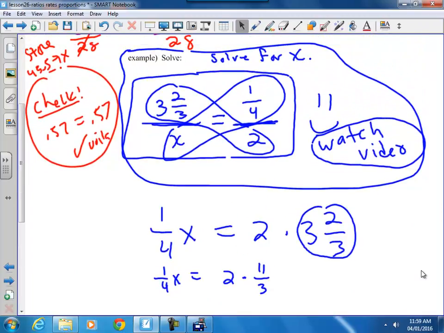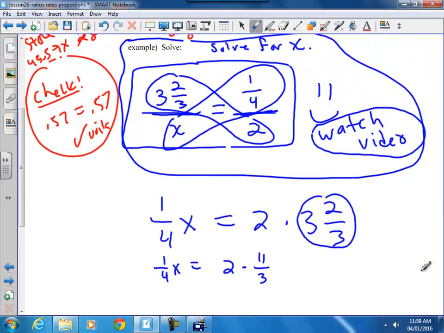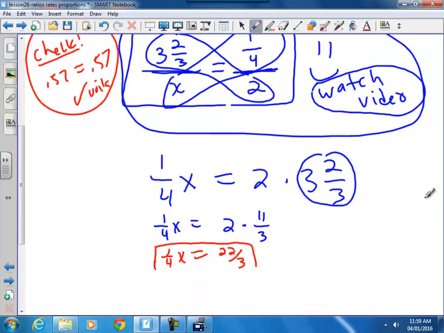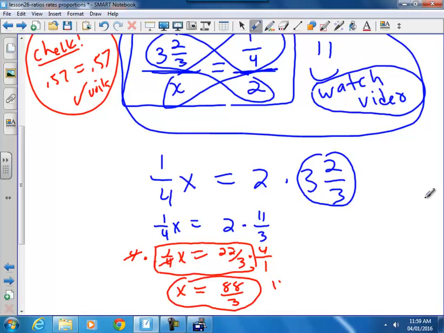When you arrive here, you have 1/4 x equals 2 times 11/3 is 22/3. And I say don't fear the fraction. So to get x by itself, you would have to divide both sides by 1/4. Or you could even say dividing by 1/4 means multiply by 4. So you could multiply both sides by the reciprocal of a fourth, which is 4/1. So in the end, x equals 88/3. So final answer to that one, 88/3.